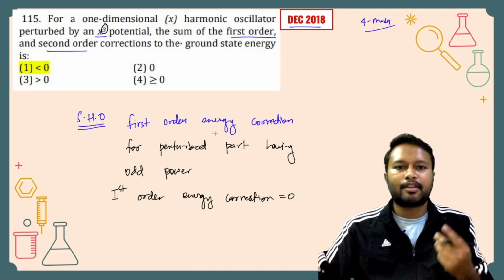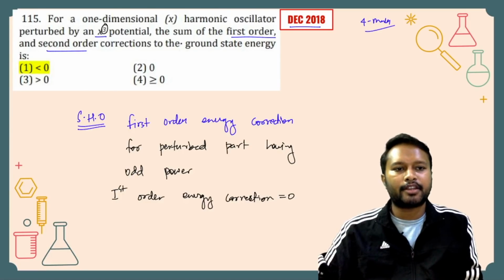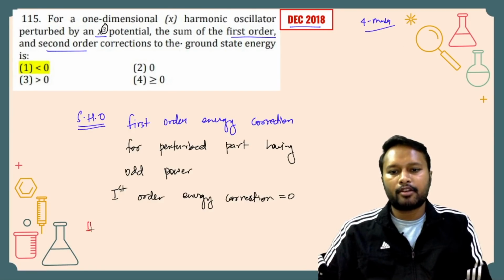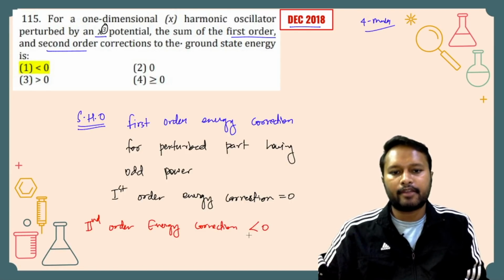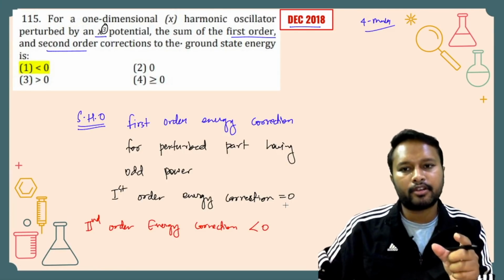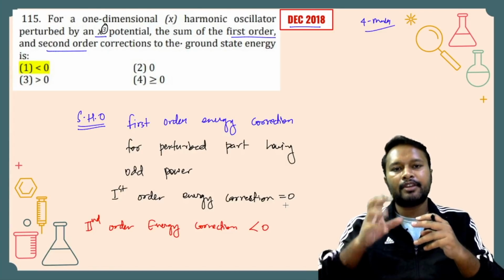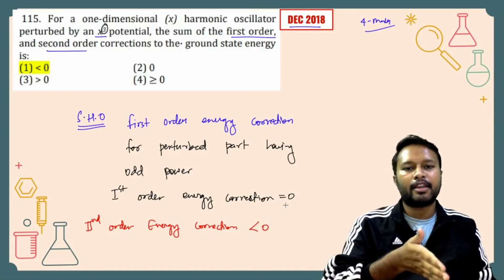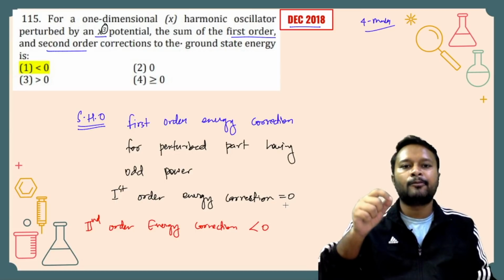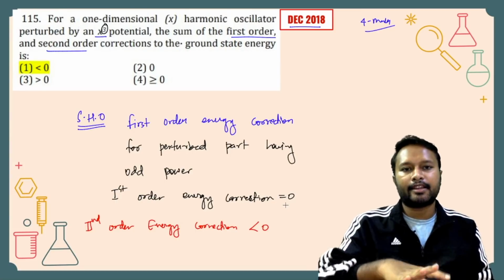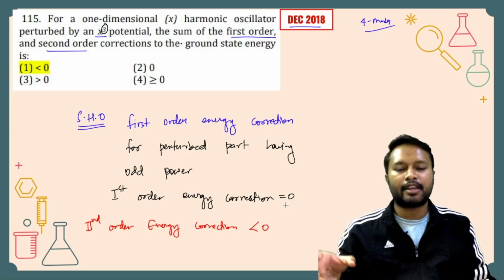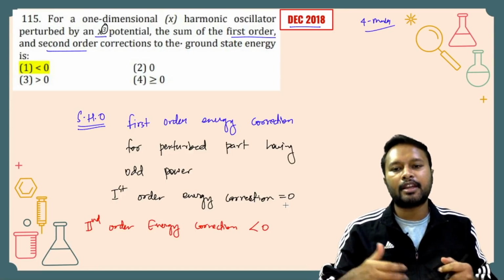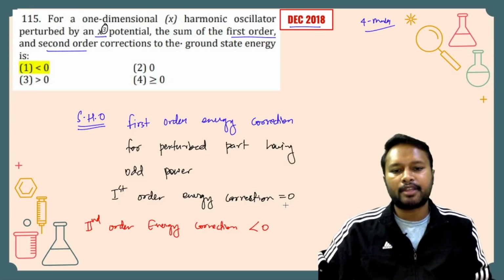So the first order energy correction became 0, and you know that the second order energy correction is always negative. Why is it negative? Because if you see the formula for the second order energy correction, in the denominator we take the difference from lower energy to the higher energy. So it's like E1 minus E2, E2 minus E3, like that. So we subtract the greater energy from the lesser energy value. That's why the denominator becomes negative, and the overall second order energy correction becomes negative.